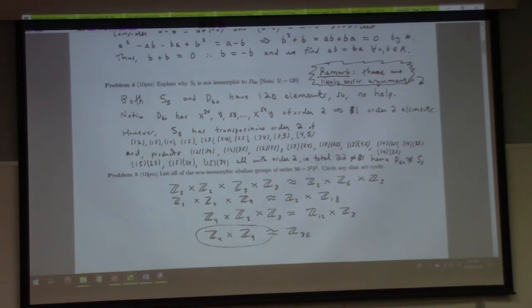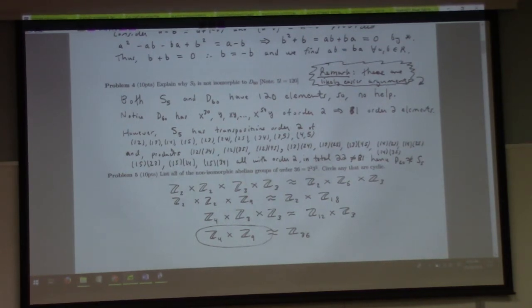Now, listen, maybe pick something easier if you're going to pick at this anyway. D60 versus S5, there's other things that D60 has, so there might be other ways to pick it apart. I just gravitate towards elements of order 2. Anyway, that is one way to attack it.